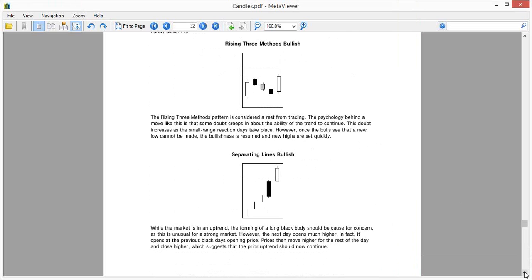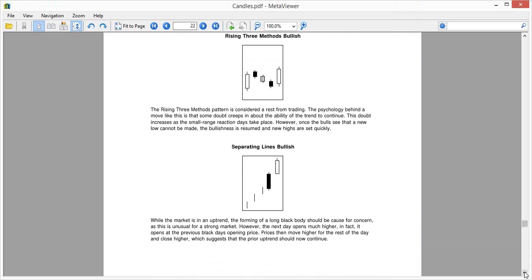Separating lines bullish. While the market is in an uptrend, the forming of the long black body should be a cause for concern, as this is unusual for a strong market.